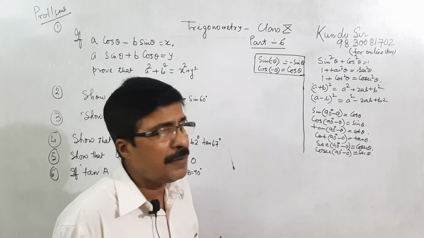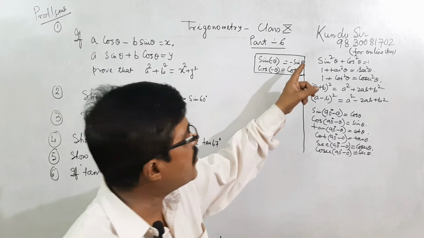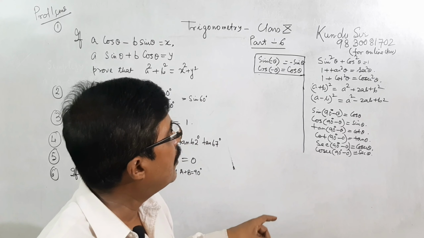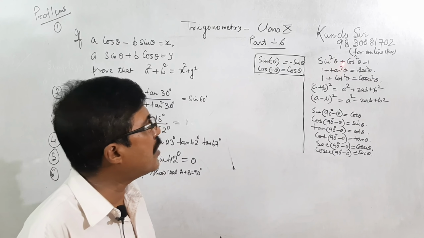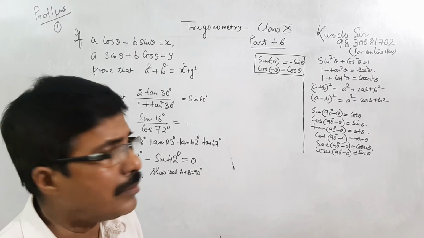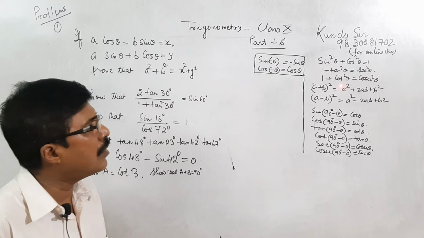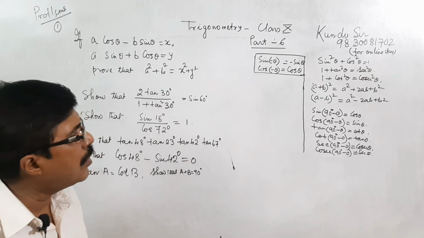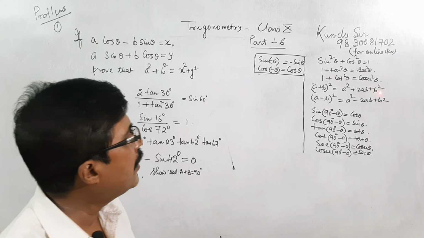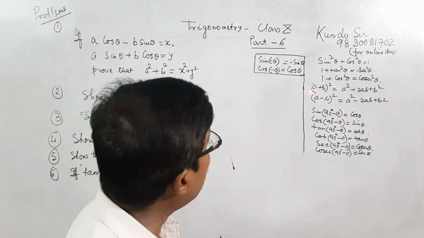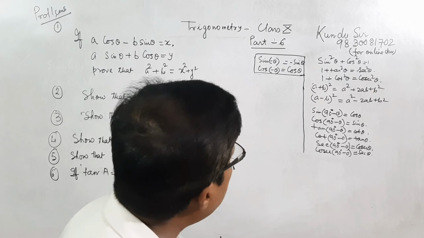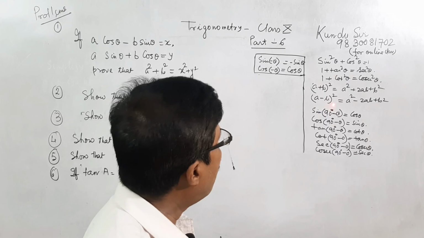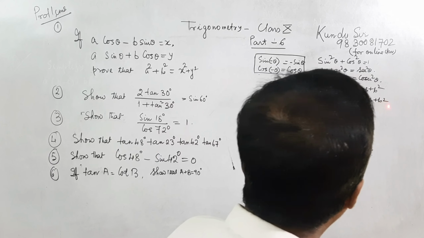I have again mentioned some important formulae that will be required to do the problems today. One is sin square theta plus cos square theta equal to 1. 1 plus tan square theta equal to sec square theta. 1 plus cot square theta equal to cosec square theta. And two important formulas: a plus b whole square equal to a square plus 2ab plus b square, and a minus b whole square equal to a square minus 2ab plus b square.